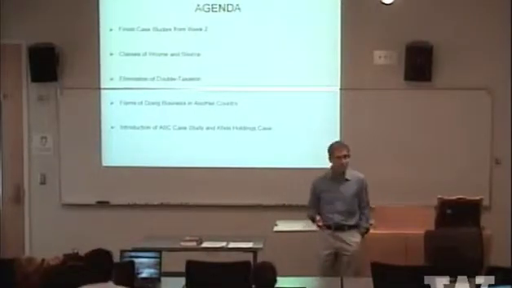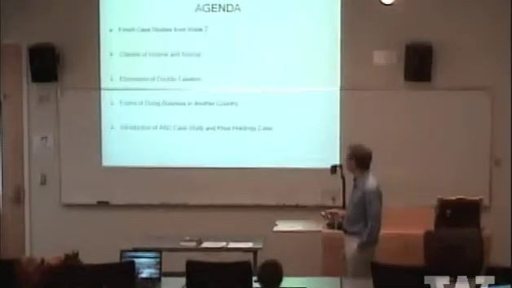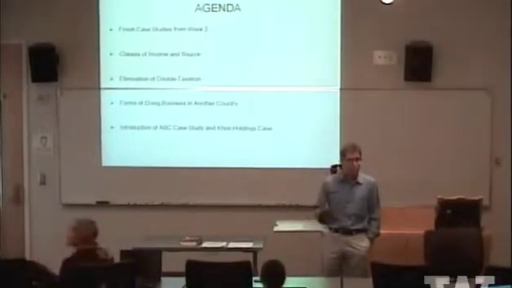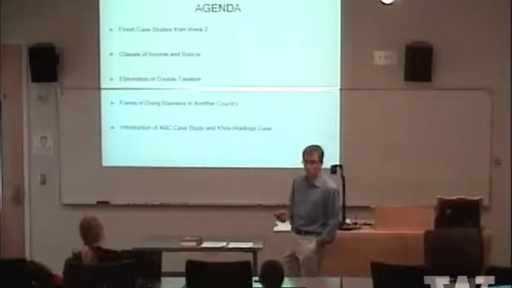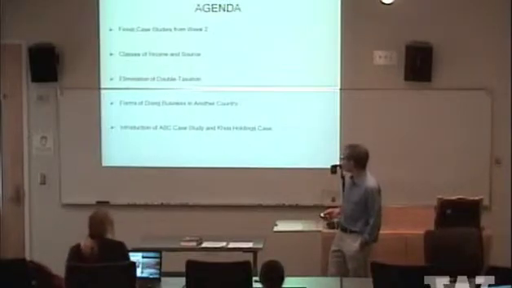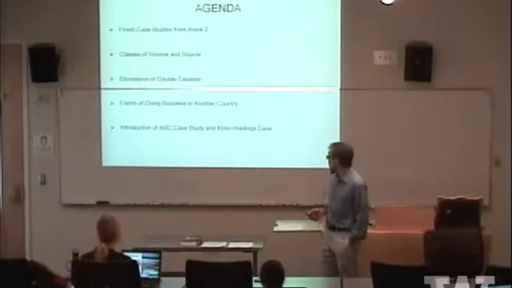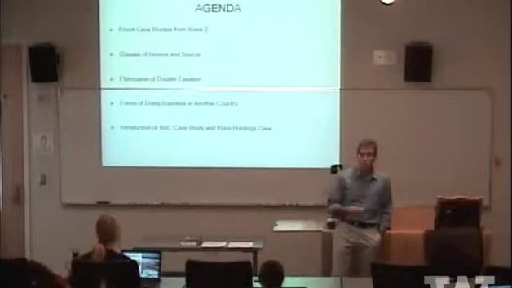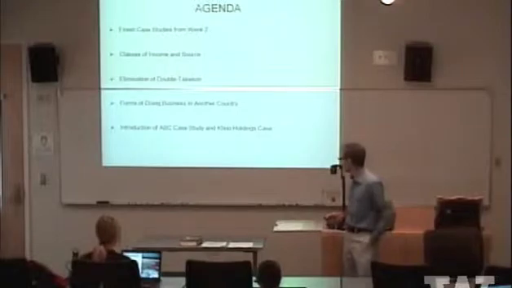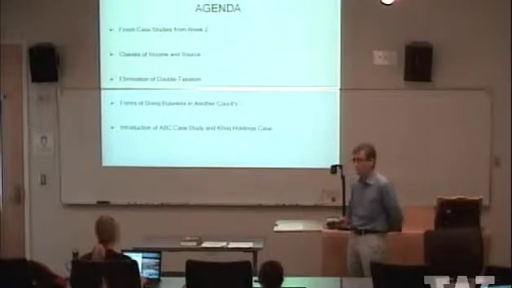In terms of what we have hopes of covering, I wanted to finish a few items from last week that either time ran out or my mind ran out and I forgot to bring them up. And then after that, we'll talk a little bit about classes and sources of income. We'll talk about elimination of double taxation, which is primarily the foreign tax credit. We'll talk about forms of doing business in another country, if I'm halfway efficient at getting through things.